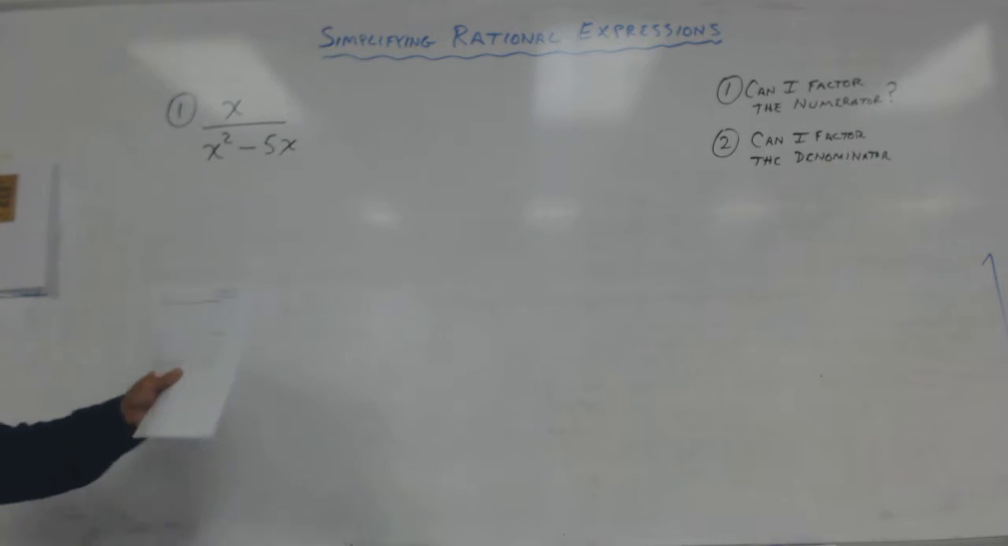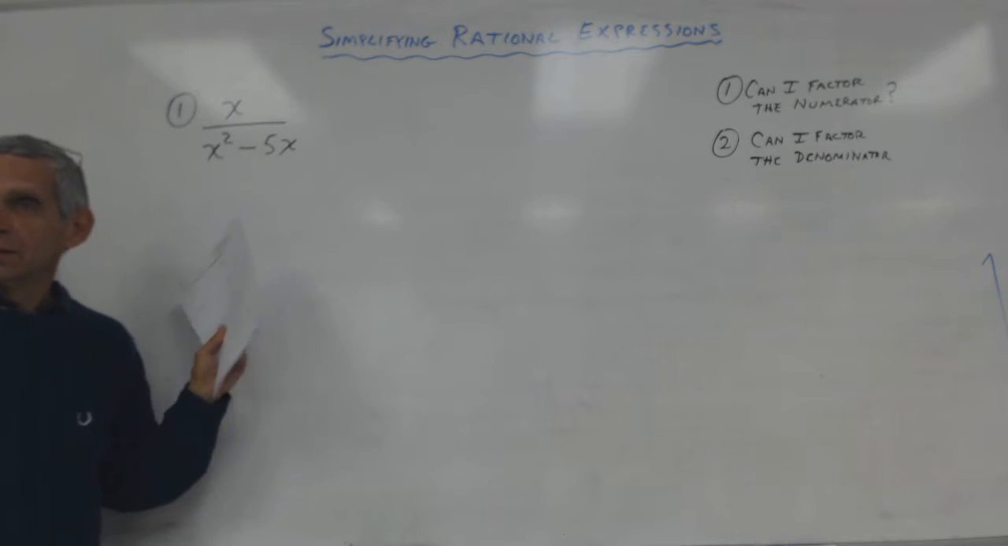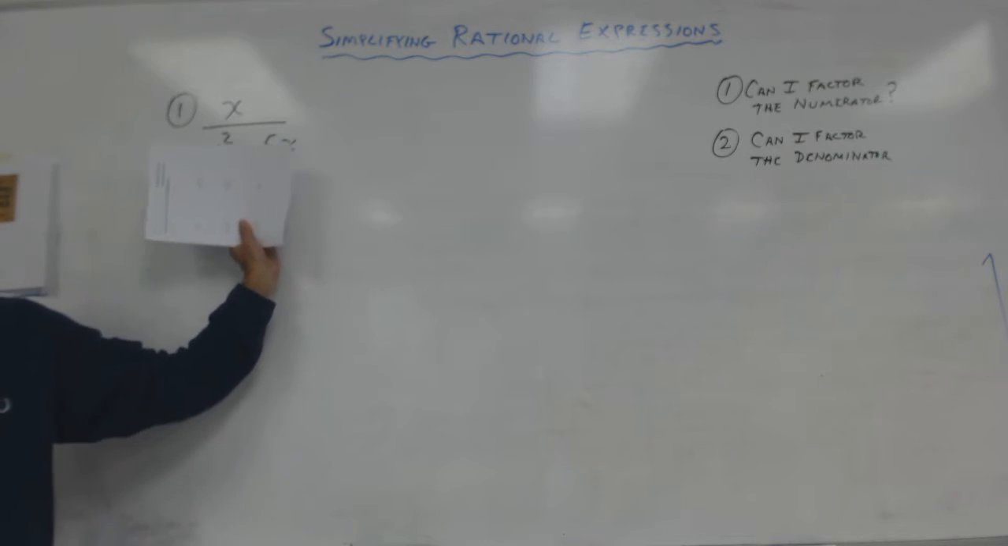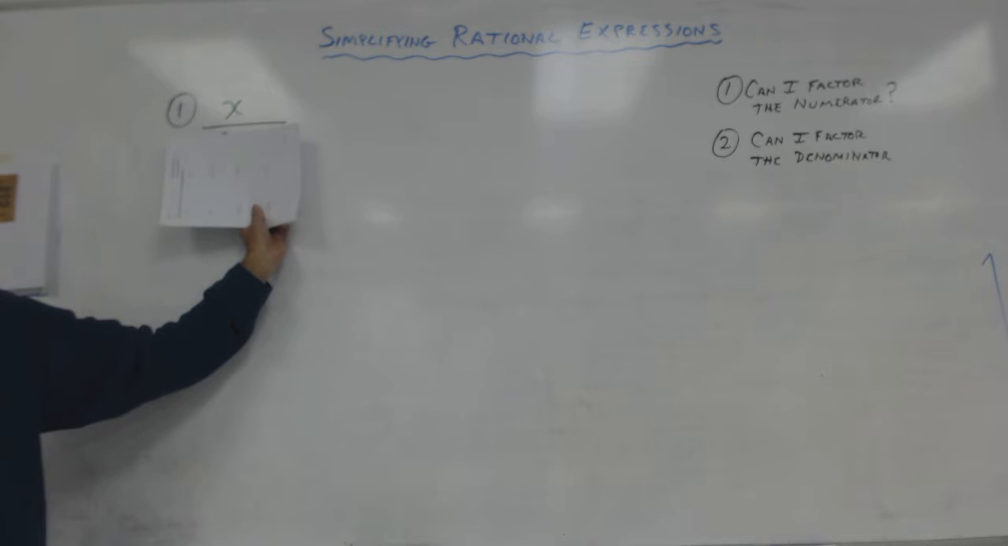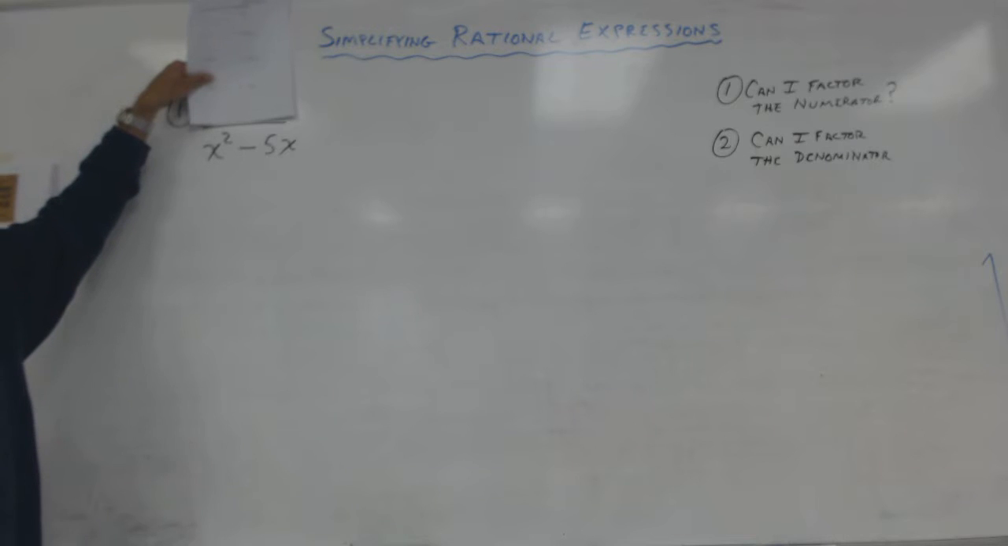Okay. So we've got x over x squared minus 5x. I can't factor the numerator, right? I ignore the denominator when I answer that first question. I pretend it's not there. I just look at the numerator. Can I factor it? No. Nothing I can do. X is about as simple as it gets. Now I ignore the numerator, and I ask myself, can I factor the denominator? Yes! What can I do? You can take out x.